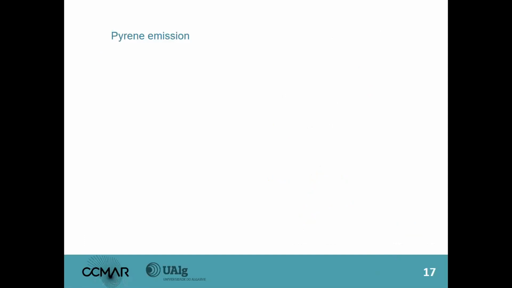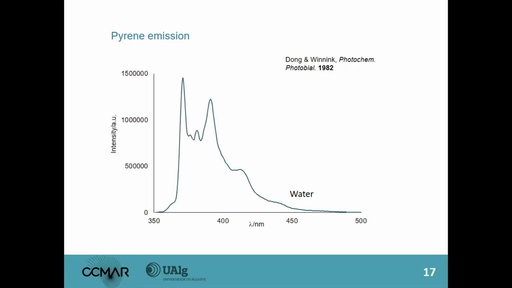Let's now change to pyrene emission. The information we need for pyrene emission is in a paper, again from the 80s, by the Winnik group from Canada. This is the emission spectrum of pyrene in water. And these are two peaks of the vibrational structure of pyrene. We have here I1 and here I3.